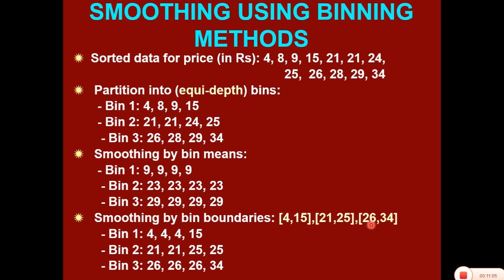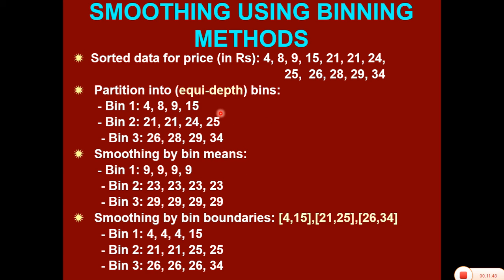Now we are going to do smoothing using binning methods. We have this data. Just see here, sorted data 4, 8, 9, 15, 21, 21, 24, 25, 26, 28, 29 and 34. So you are going to partition using equidepth bins. So 4 to 15 in one column, the next 4 samples into the second column, and the next 4 samples into the third column. So it will be for bin 1: 4, 8, 9, 15; for bin 2: 21, 21, 24, 25; for bin 3: 26, 28, 29 and 34. So this is defined as a bin.